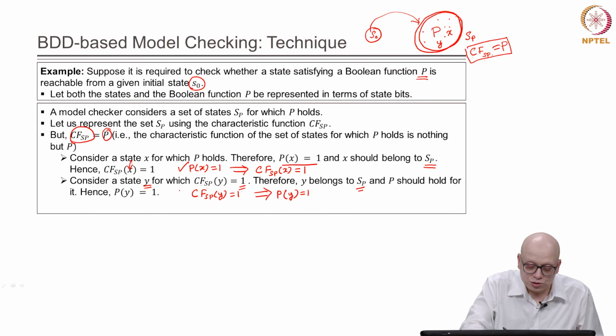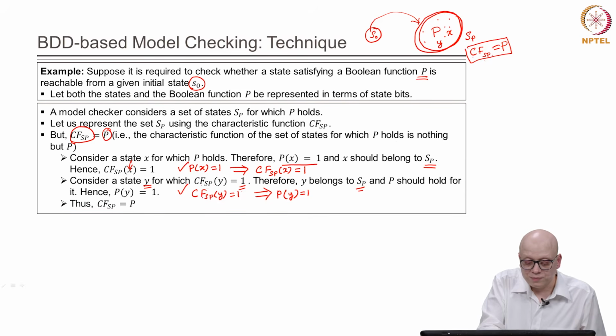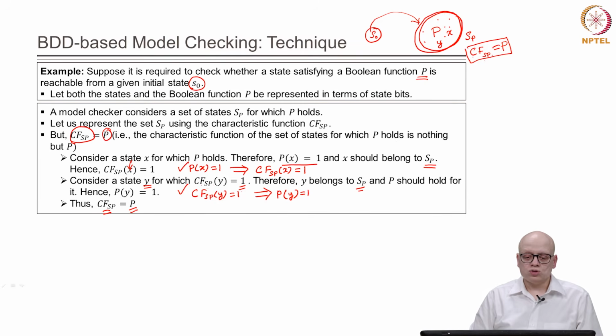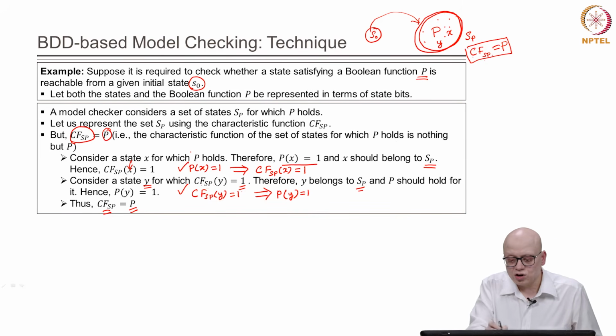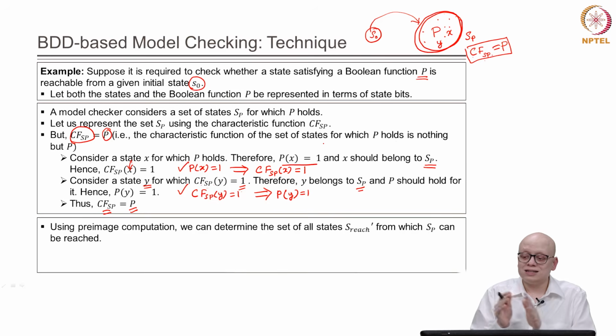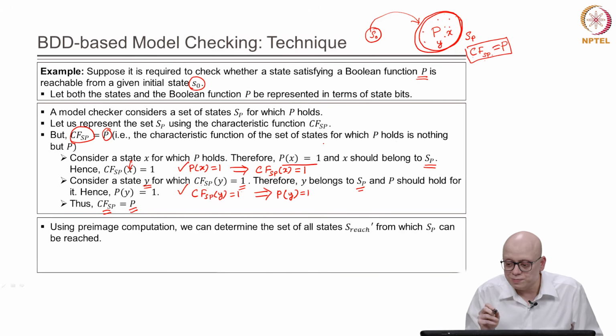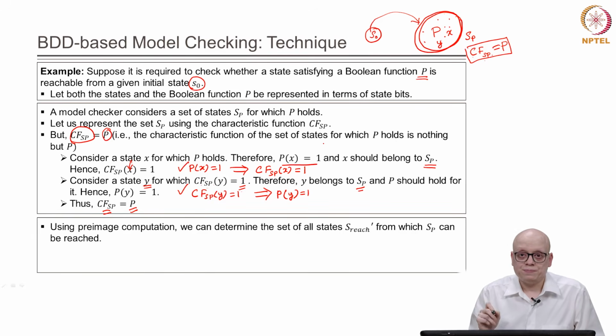Now, using these two statements, we can say that these two are equal. CF_SP must be equal to P. So, what we have proven now is that the characteristic function of the set of states for which P holds is nothing but P. So, now given a property P, which is represented in terms of state bits, we know that the set of states for which it holds is nothing but P.